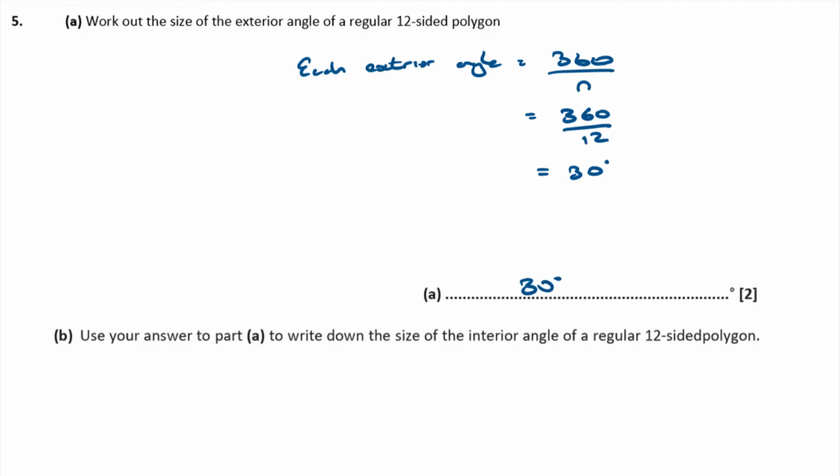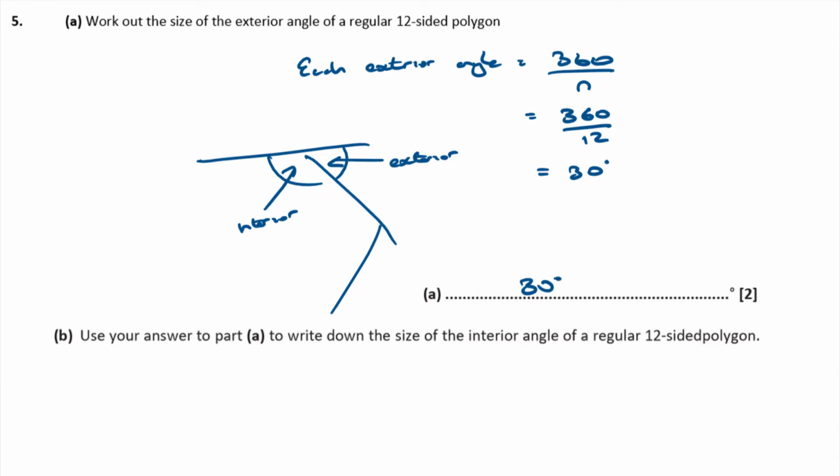Okay, and then use your answer to part A to write down the size of the interior angle. Exterior angles and interior angles lie in a straight line, don't they? So this is the exterior angle. This is the interior angle. So they lie in a straight line, so they add up to 180 degrees. So each interior angle is going to be 180 minus the exterior angle, which is 30, which gives you 150 degrees.